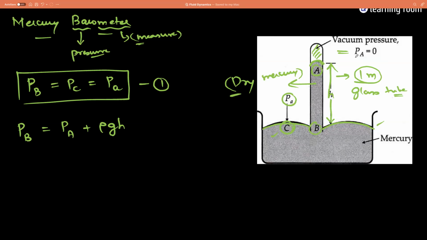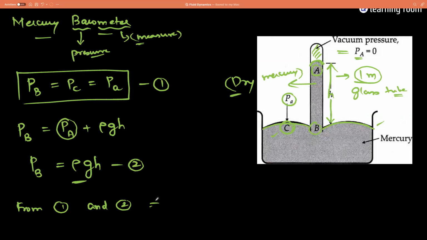But what did I say? PA is going to be equal to 0. When PA is 0, we will substitute: PB is equal to rho GH. So if I call this as 2, from 1 and 2, what is the important conclusion that we can draw? PA will be equal to rho GH. Here PA means atmospheric pressure will be equal to rho GH.